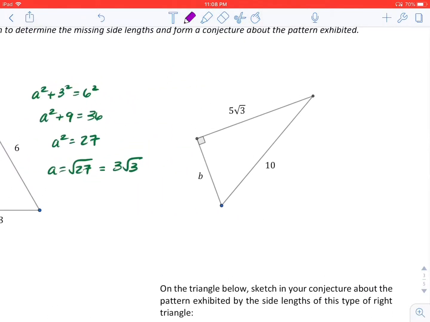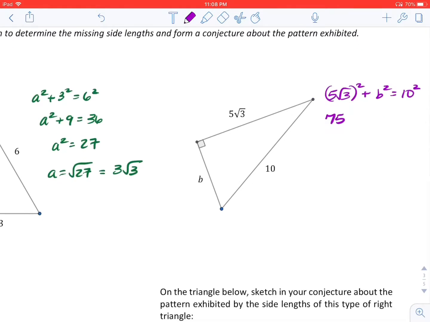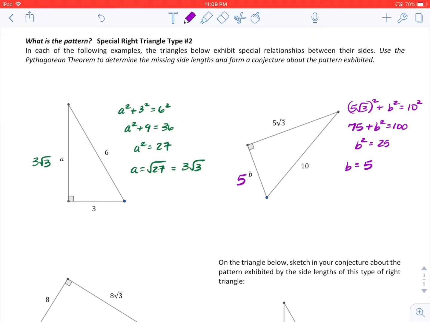Let's use purple. Again, we can use the Pythagorean theorem to set up how to find the value of b. 5 square root of 3 squared plus b squared is equal to 10 squared. That's 25 times 3, which is 75, plus b squared is equal to 10 squared, or 100. So b squared is equal to 25, meaning that b, when I square root both sides, is 5. This value is 5.